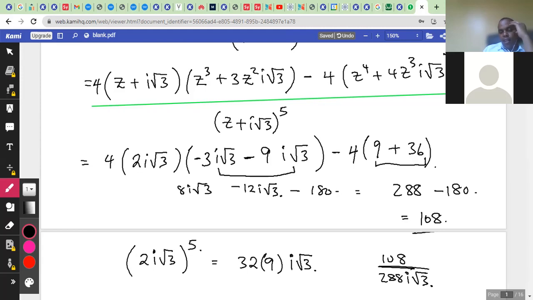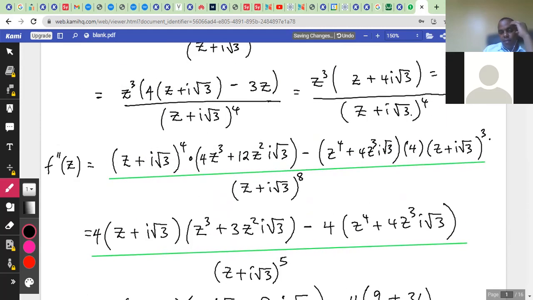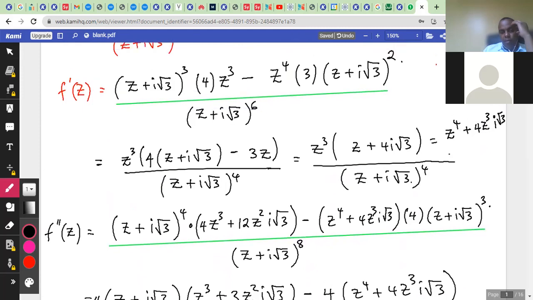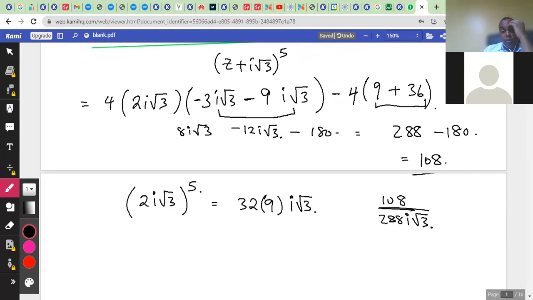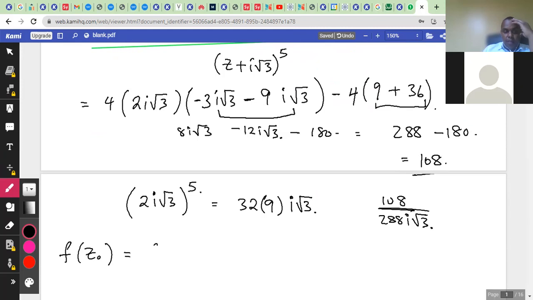So that is that derivative, F double prime. Could you scroll down, please? 288, we're not cancelling. Okay, yes, I agree. So F of z naught equals F of i root 3 equals 108 over 288i square root 3.